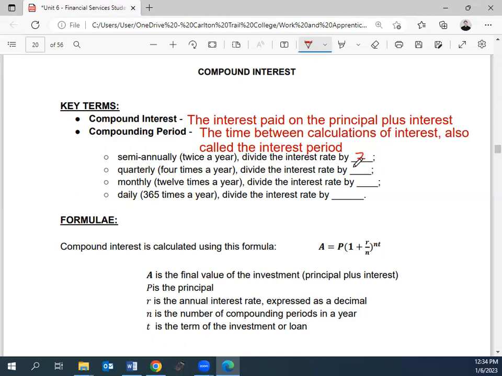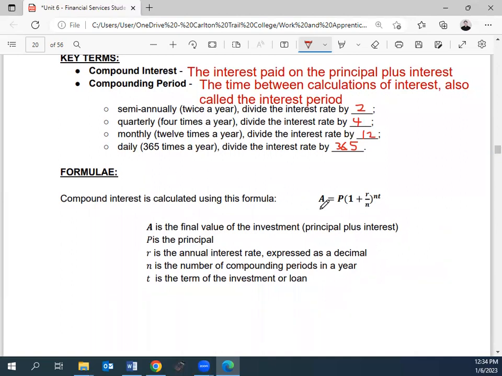So quarterly, you divide it by 4. For monthly, you divide it by 12. And then for daily, you divide it by 365. And there's other terms here as well, but just to give you an idea. And I'll show you what I mean by divide in a second. So everyone got that?